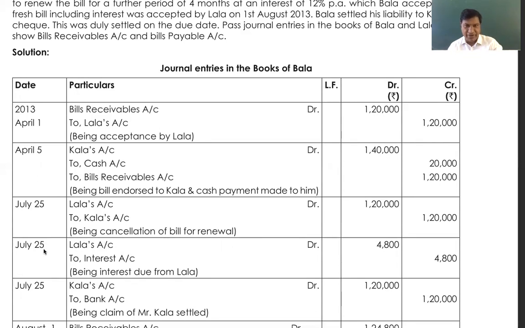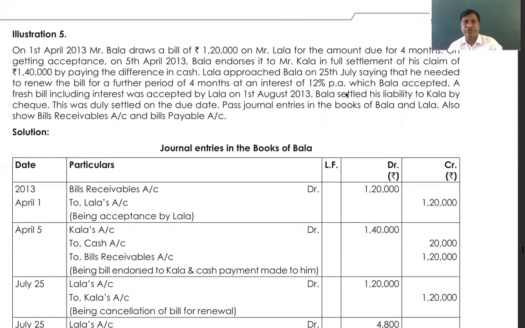Then on 25th, a fresh bill is agreed upon, and for which there's an interest payable by Lala. How much? 12% per annum. On how much? 12% per annum on 1,20,000. What's 12% on 1,20,000? Can you please quickly calculate? 12% on 1,20,000 comes to 14,400. And divided by 12, it comes to 1,200.